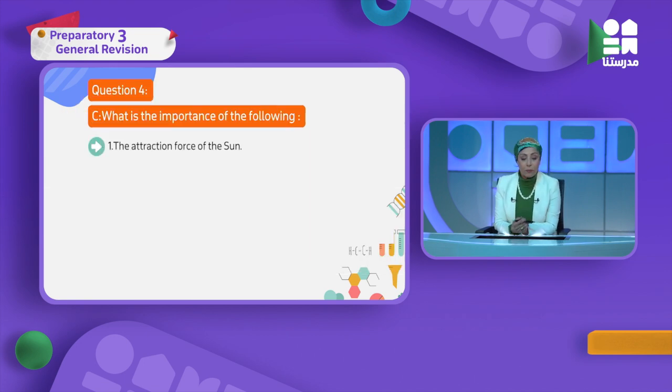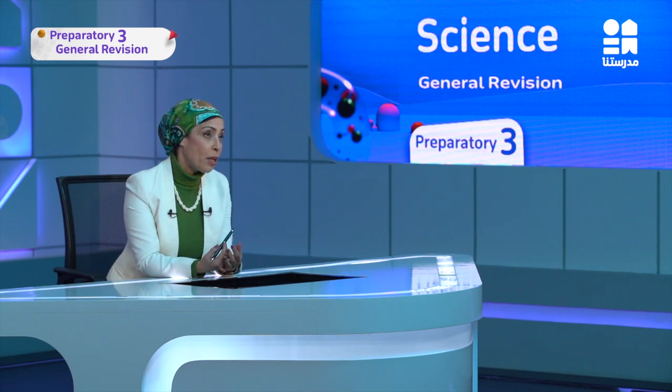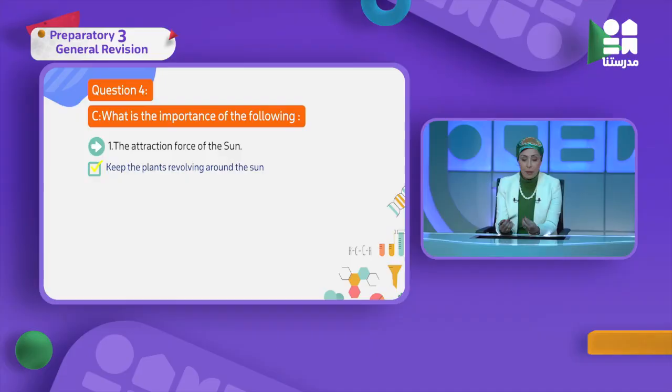Next question: what is the importance of the following? What is the importance of the attraction force of the sun? The attraction force the sun exerts on the planets, which we call gravity, keeps the planets revolving around the sun. Without it, all the planets would leave their orbits and scatter in space, and we wouldn't have our solar system. So it keeps the planets revolving around the sun.